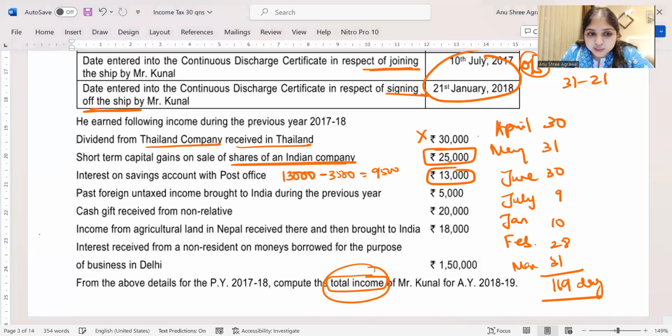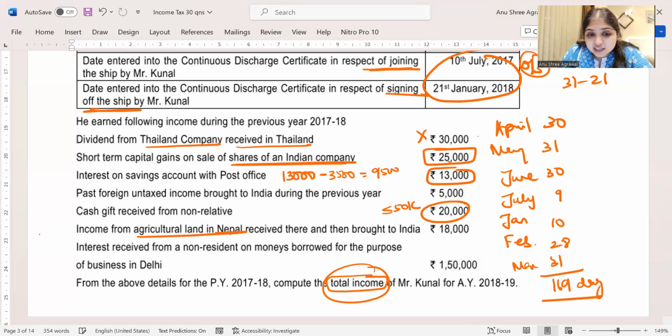Now come to this point. Past foreign untaxed income. It is past income. Do we even consider this? Past incomes you will not tax in the current year. It is past income, so go to that year and tax it in that year. Don't bring it to me now. Then cash gift received from a non-relative, 20,000. What about this? We don't know whether it is Indian income or foreign income. But it is 20,000, which is anyways within 50,000, guys. So therefore, it's anyways going to be exempt only.